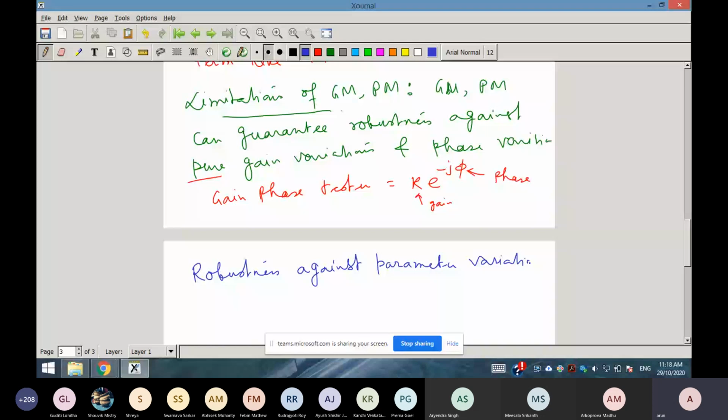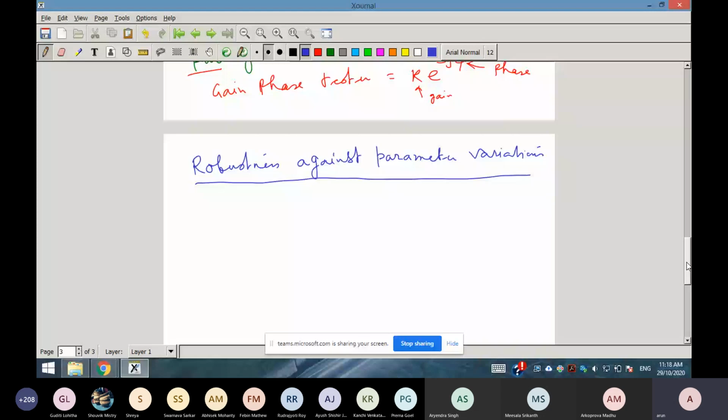So now, sensitivity. I do not know whether the sensitivity term has been taught. Sensitivity, loop sensitivity, closed loop sensitivity, all these things have been taught or not. Anyway, whatever things are needed here, I will discuss in brief.